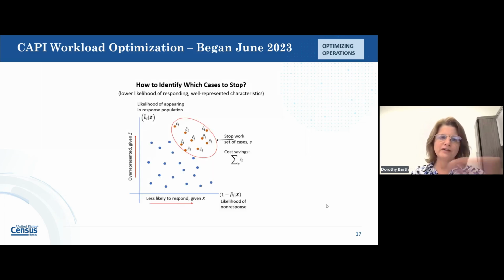And this is geographically what that's doing. So by combining the three models, we identify cases in a geographic area that are overrepresented in the data and have a high likelihood of not responding to future contacts. So this allows us to minimize the impact on data quality while still achieving cost savings most effectively.